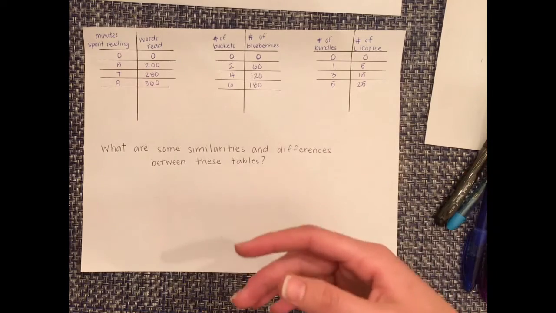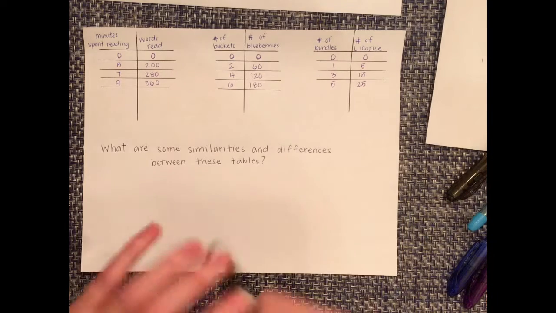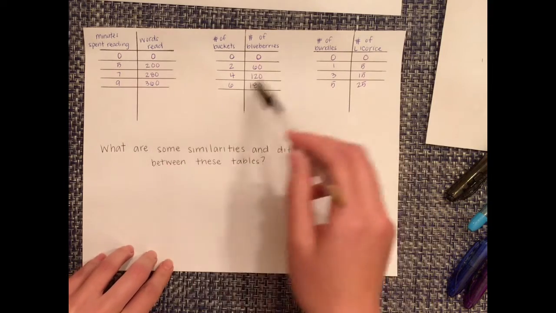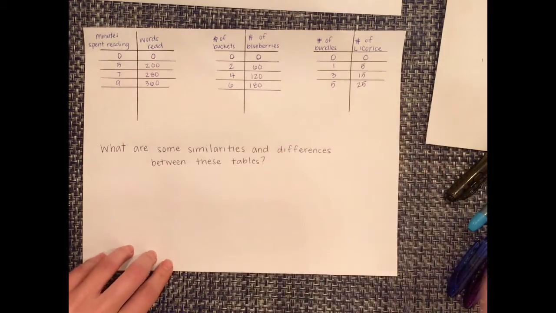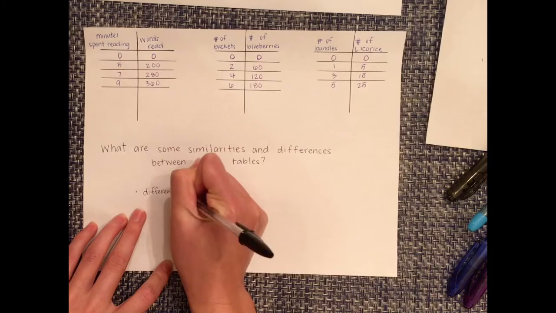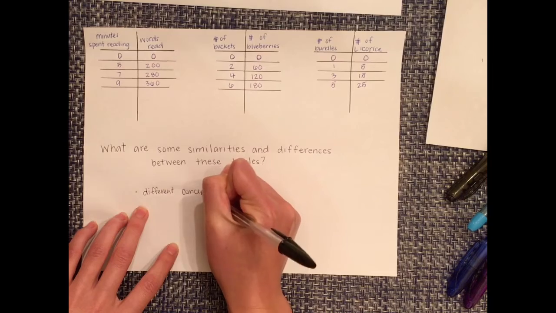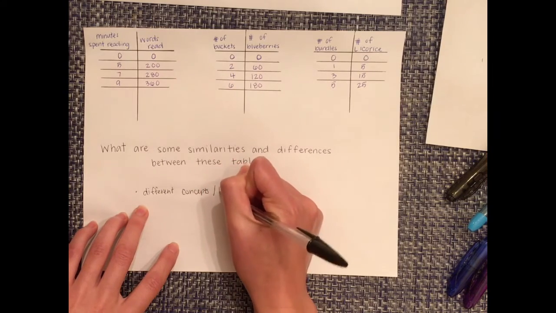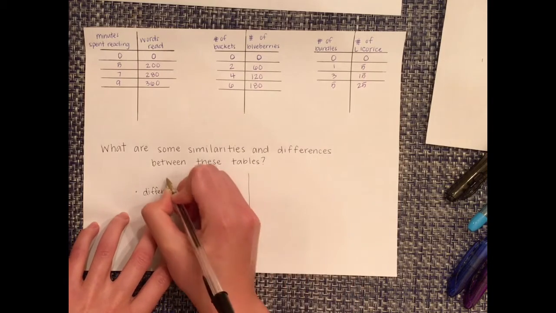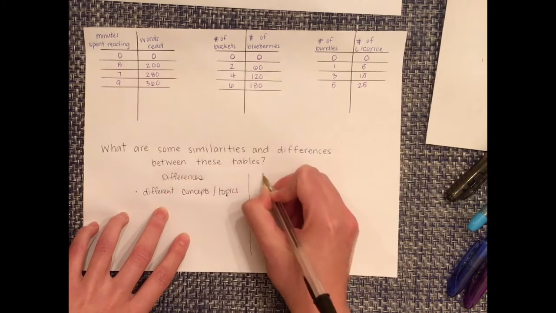And then as students explain these, I'm going to take notes. So for example, students might say that they realize that this one's talking about words per minute and this one's talking about blueberries and this one's talking about licorice. So I would write down maybe different concepts slash topics. I will do differences. It's a little backwards. I'll do differences right here and maybe similarities on this side.